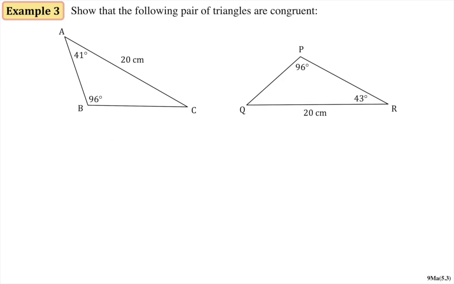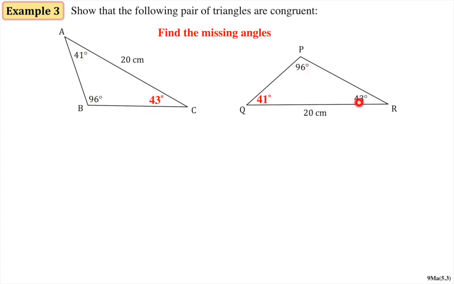So, example 3. Show the following pairs of triangles are congruent. Now, I have 2 angles in each triangle. Well, if you know 2 angles in a triangle, what do the 3 angles inside a triangle always add up to? They always add up to 180 degrees, don't they? So if I do 96 plus 41, if I add them up, they add up to 137. If I take that off 180, I get 43.